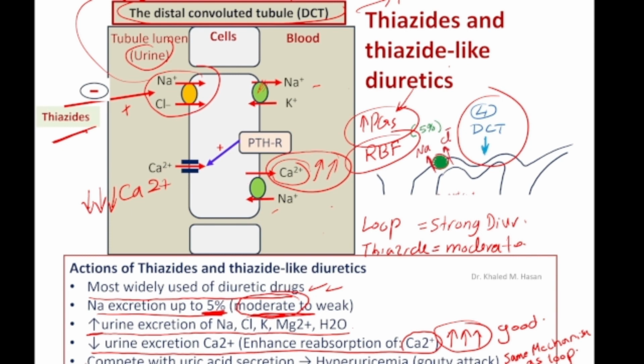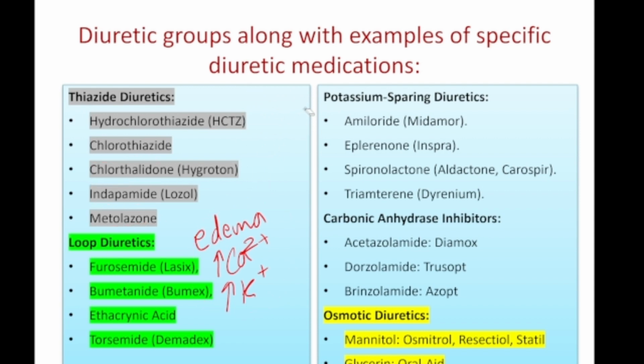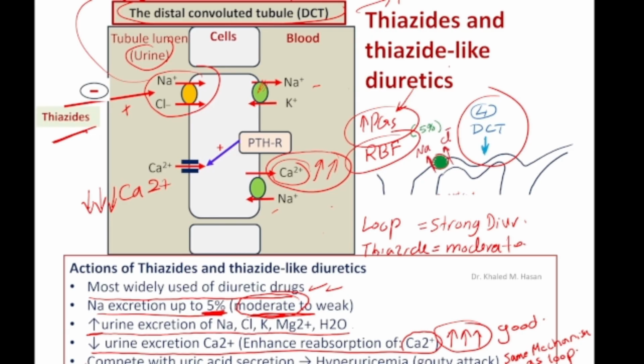So the question now: give me the name of one of these medications. I will go back. Okay, these are the names here. We need you to remember the names: hydrochlorothiazide, chlorothiazide, chlorthalidone, indapamide, and metolazone. These medications work on the distal convoluted tubule. Their mechanism of action is to inhibit the sodium chloride transporter. They decrease excretion of calcium in urine and increase the level of calcium in the blood.